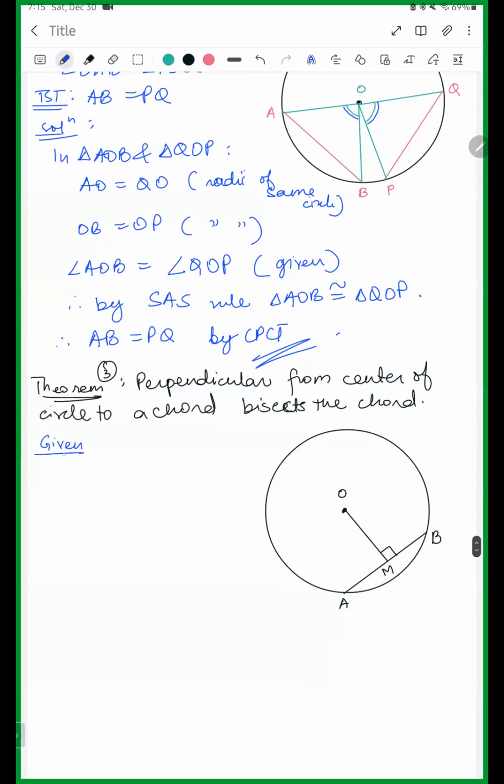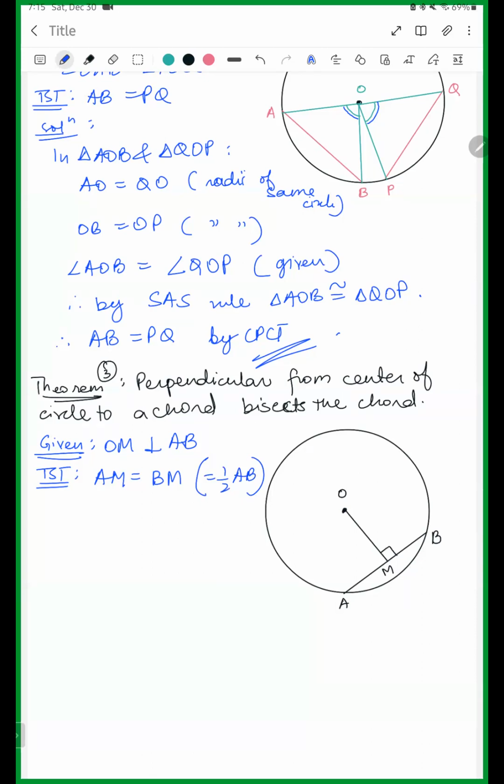Given the fact that it is a perpendicular, OM is perpendicular to AB. This is given. To show that AM is equal to BM, which in fact is equal to half of AB. Okay.